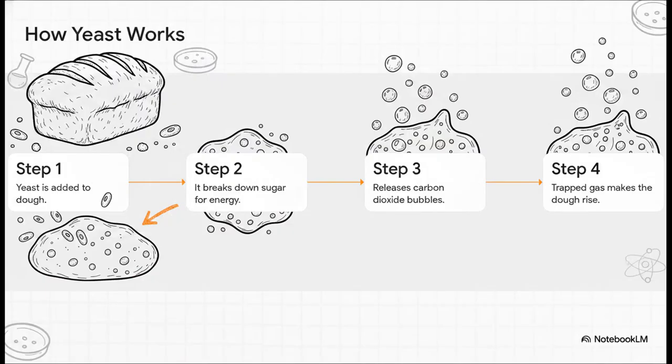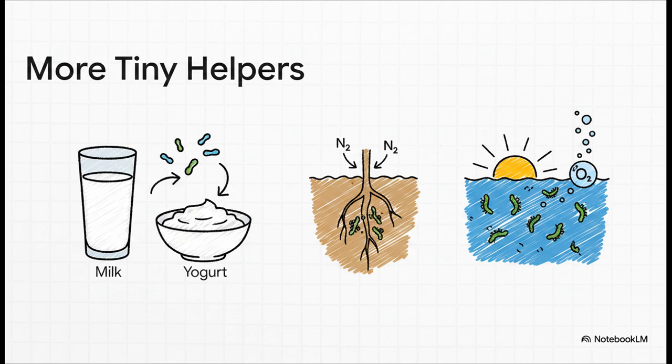This is the exact same thing that makes our bread so light and fluffy. When you add yeast to dough, it starts feeding on the sugar and releasing all these tiny bubbles of carbon dioxide gas. Those bubbles get trapped inside the dough, making the whole thing expand and rise. It's literally microbiology happening right there in your kitchen. And the examples just go on and on.